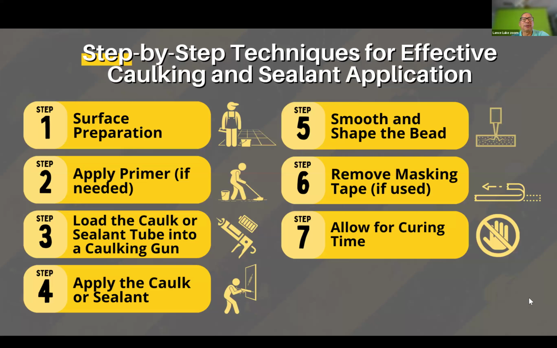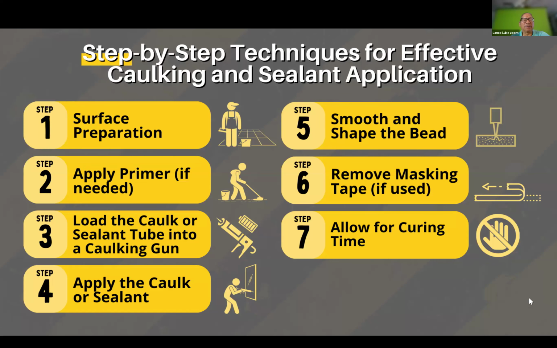But let's talk about, if you're going to do it yourself, the surface prep. Make sure you clean the area. If you're removing the old caulking, you've got to make sure that you remove every bit of it. And then there's all this fine dust. You've got to remove all that too, because if you leave it on, the new caulking is not going to stick. Okay, so surface prep, apply primer if needed.